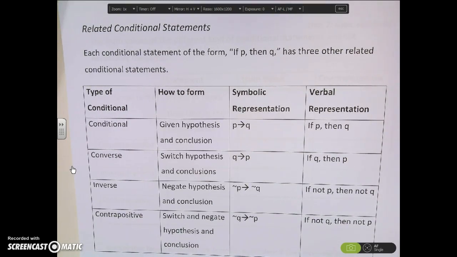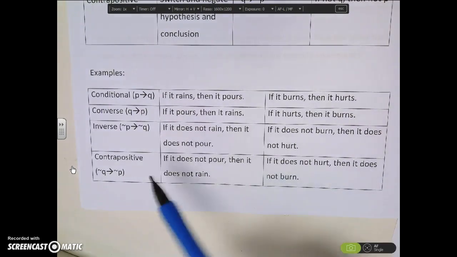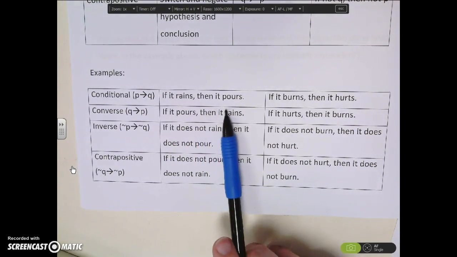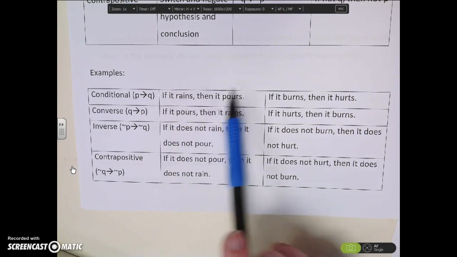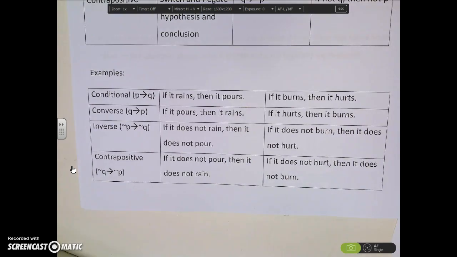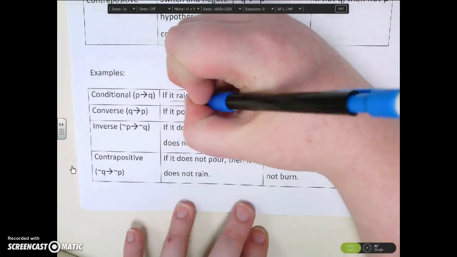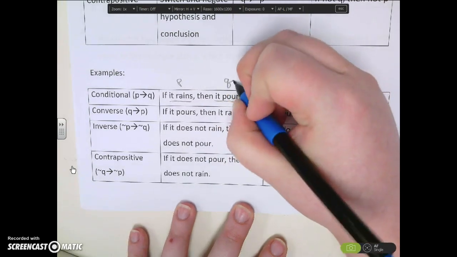So what does it look like in practice? Let's say I have, if it rains, then it pours. That's my P then Q. For the converse, I'm going to switch my hypothesis and conclusion: if it pours, then it rains. Because again, it rains is P, it pours is Q.